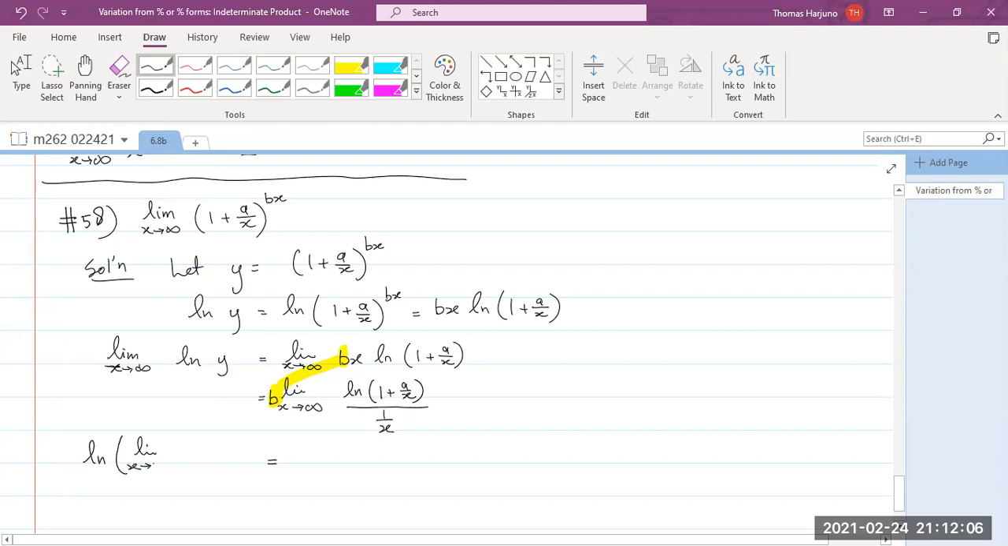The limit of the natural log equals the natural log of the limit. And I will apply L'Hôpital's Rule, which will give me at the bottom negative 1 over x squared. On the top, 1 over 1 plus a over x times the derivative of a over x, which is negative a over x squared.